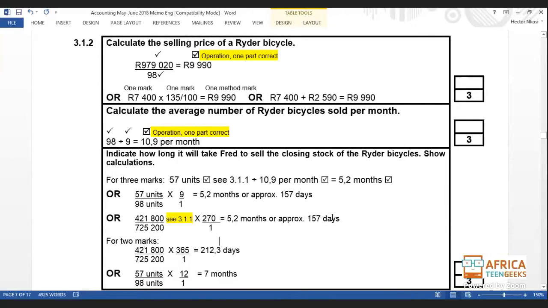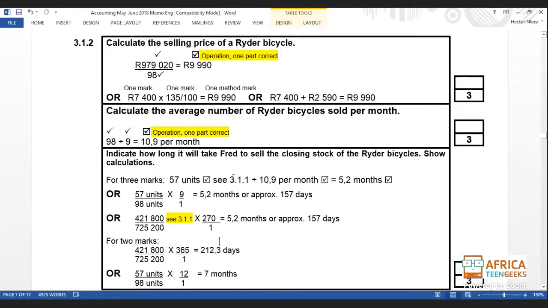Or you could have used this one, but here the tricky part is they've multiplied by 270. This one just multiplies by 365. So you were going to get 2 marks if you did this method. But if you had done this one, you were going to get full 3 marks basically. So it was 57 units.